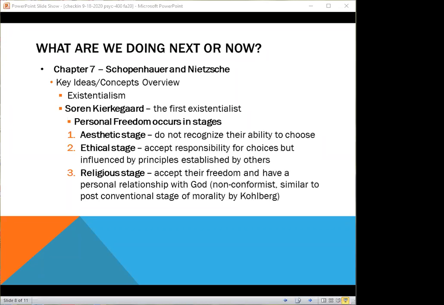And then in the post-conventional stage, it's about higher ethical principles. And sometimes with that particular stage, you can go against laws if you think the laws are unjust. So I always saw this religious stage here, the nonconformists that are talked about here, as being somewhat related to that idea of the post-conventional stage of morality offered up by Kohlberg. So that sort of sets the idea of existentialism from the way of Kierkegaard, who was considered the first existentialist, and what his ideas were about that.